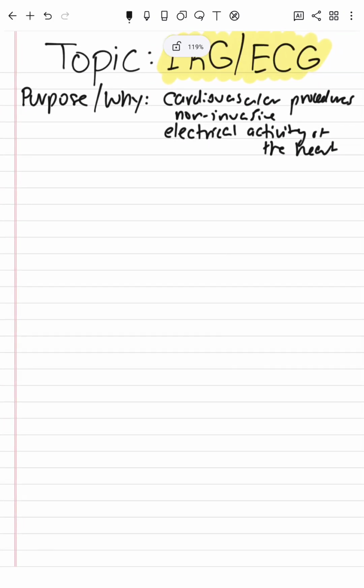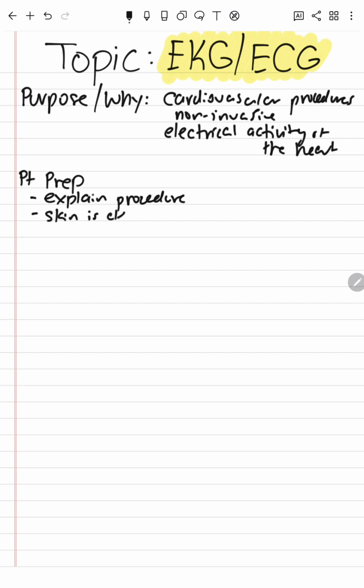On my next part, I'm going to put patient prep. So I know what this is for. I can explain it to the patient. So part of patient prep is explain procedure. But also to get this patient ready for a procedure, I have to make sure that their skin is clean. So use an alcohol pad.